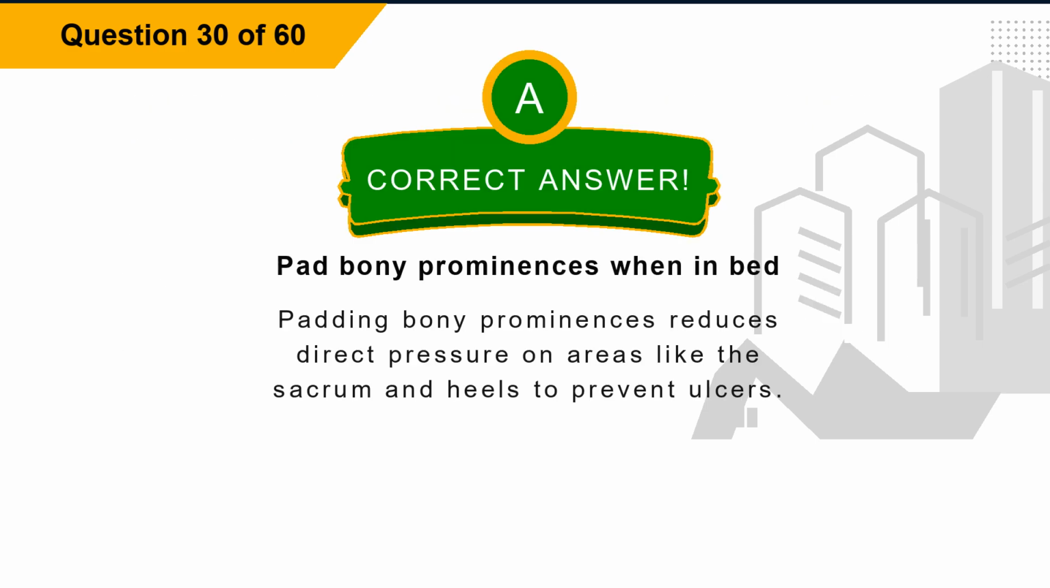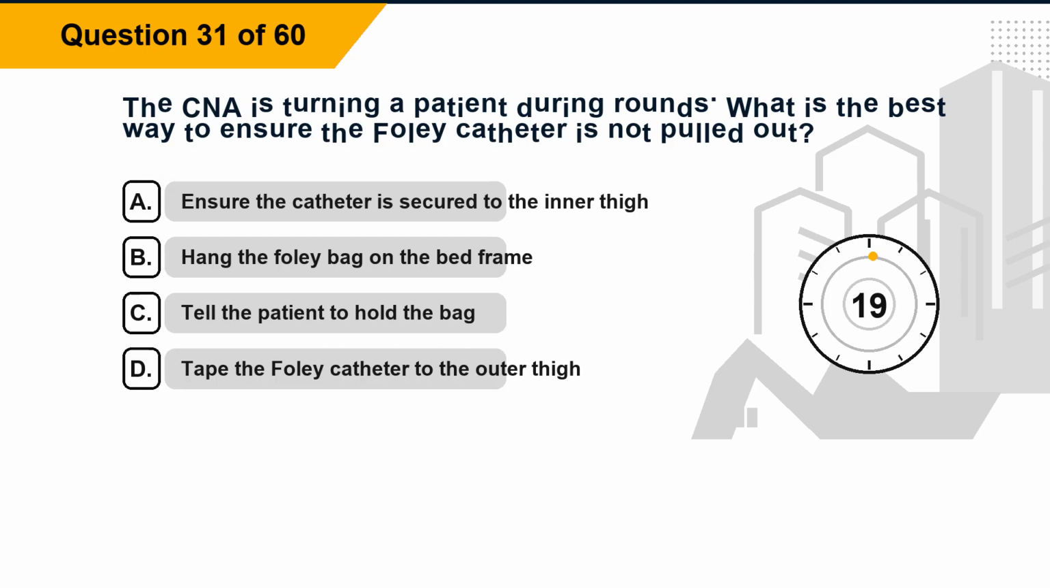The correct answer is option A. Pad bony prominences when in bed. Explanation. Padding bony prominences reduces direct pressure on areas like the sacrum and heels to prevent ulcers. Question 31. The CNA is turning a patient during rounds.